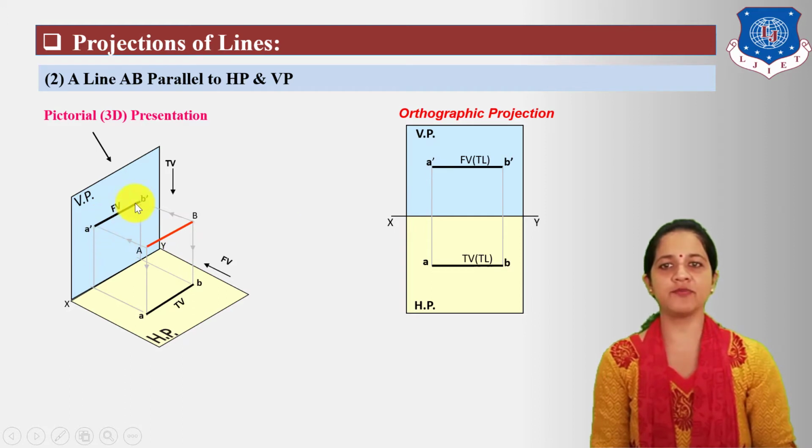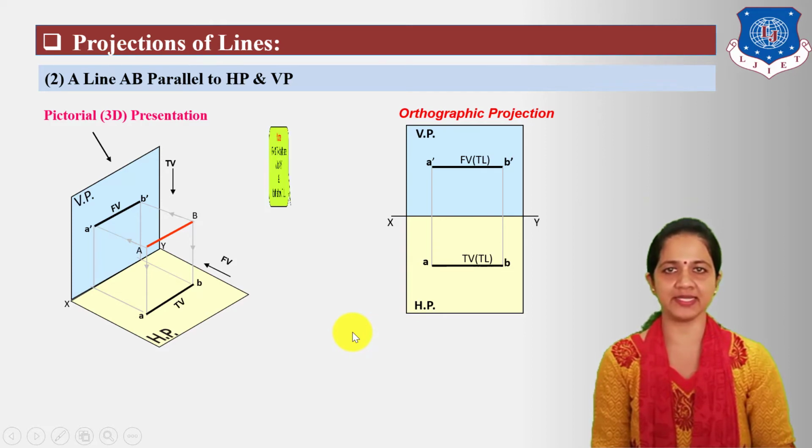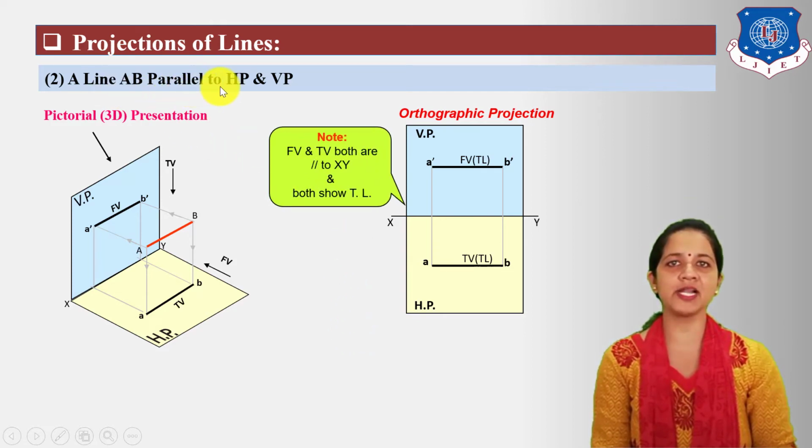So front view of given line AB, A dash B dash, is located above the XY line, and top view of given line AB is located below the XY line. Now what is the conclusion of this case? When a line is parallel to HP and VP both, then front view and top view both are parallel to XY and both show true length.